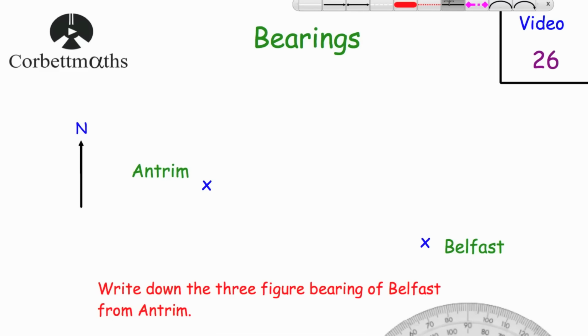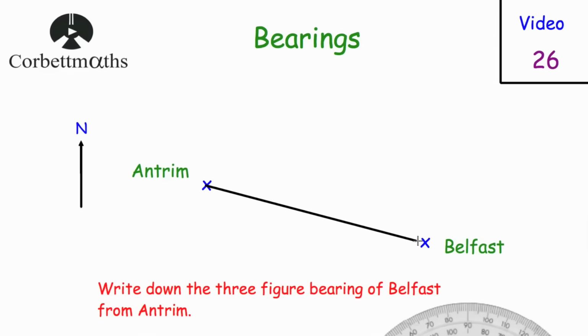If I was asked to do that, the first thing I would do is get a ruler and pencil and join up the 2 towns. So I would join up Antrim and Belfast like so. Then next I would draw a north line at Antrim. So I would just get a ruler and pencil and I would draw a north line going upwards from Antrim like so, because that's where we're measuring the bearing from.